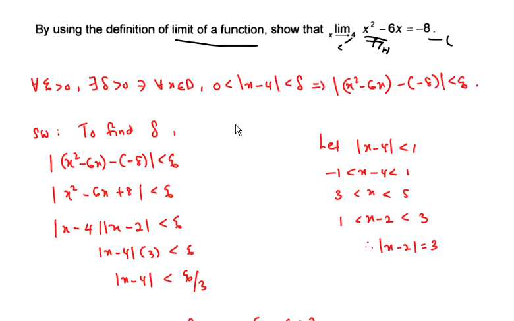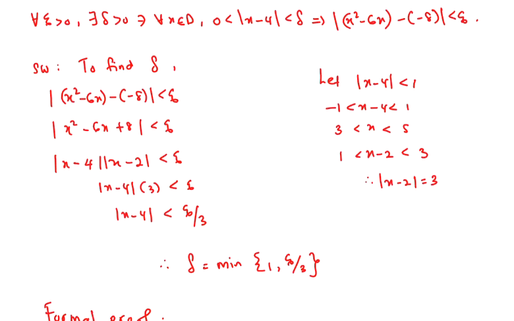So first step, we need to find the scratch work. Okay. We need to do scratch work to find delta. Okay, so to find delta, kita work from consequent. Okay, so x square minus 6x minus minus 8, so kita dapat x square minus 6x plus 8. And then try to factorize. So factorize, we get x minus 4, x minus 2. So one of the factors is x minus 4.